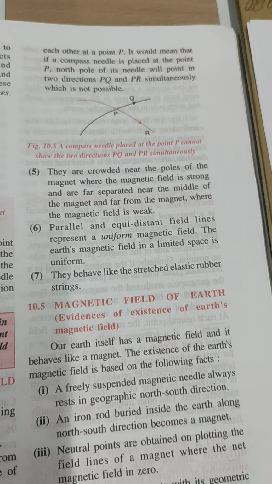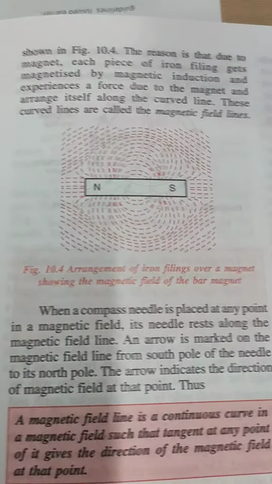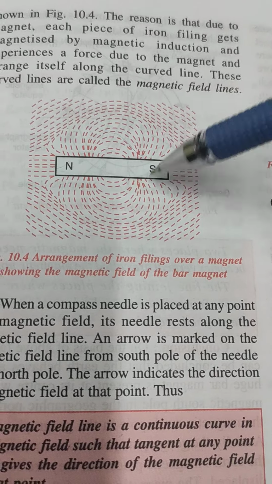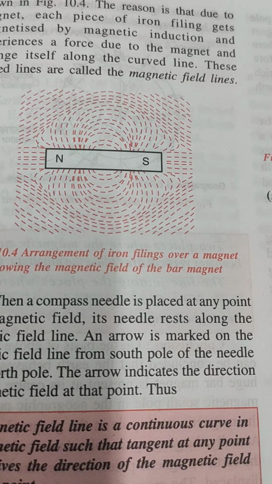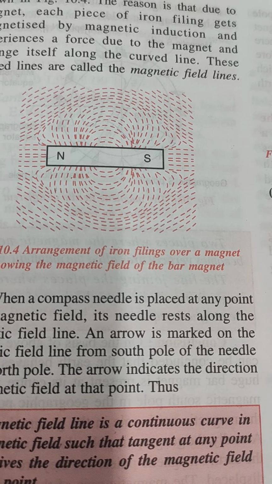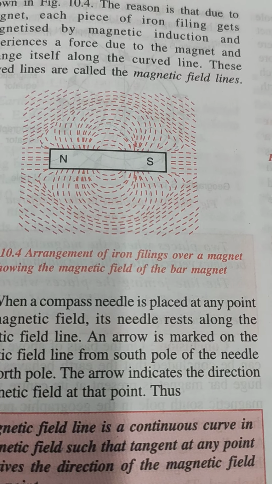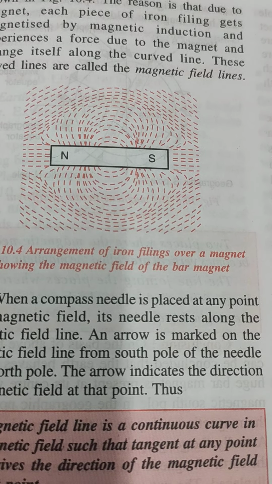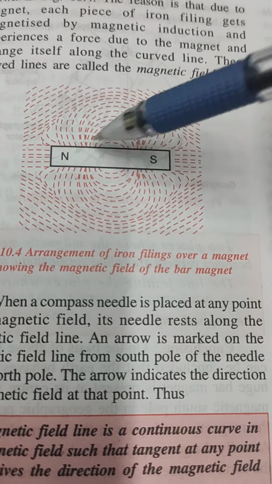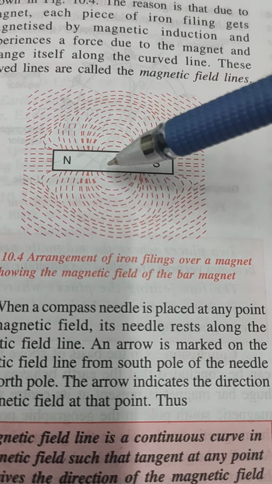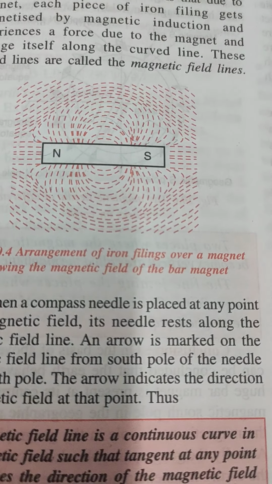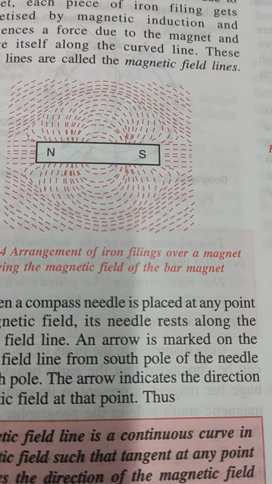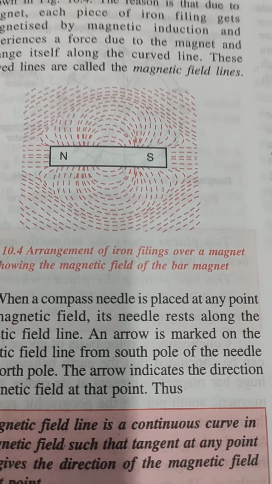Point number 5 says that near the pole, be it north pole or south pole, the magnetic field lines will always be crowded, and since they will be crowded, there will be a strong magnetic field near the poles. But towards the middle of the magnet, these field lines will be far more separated, and this will result in a weak magnetic field.